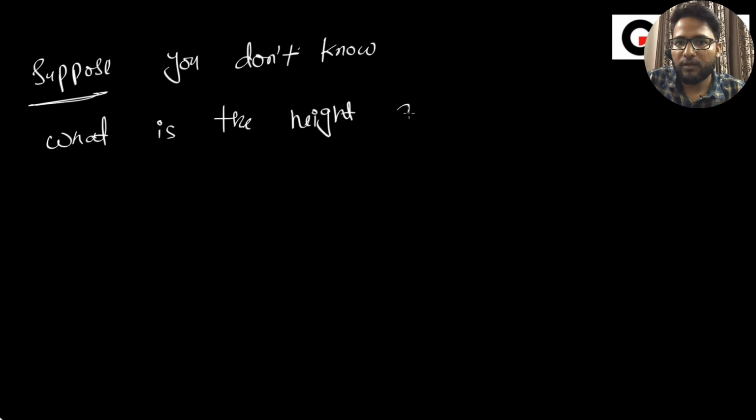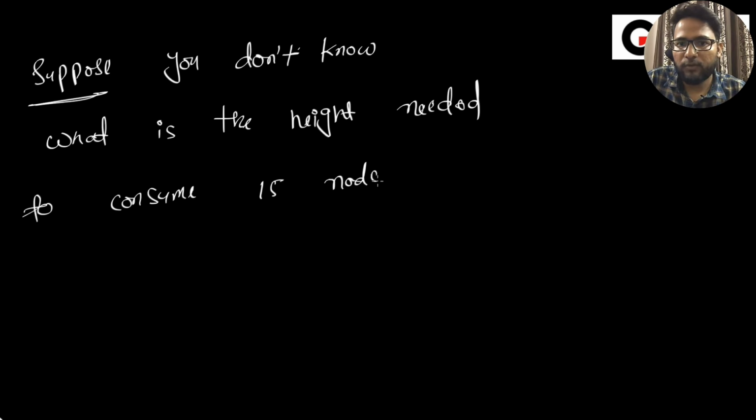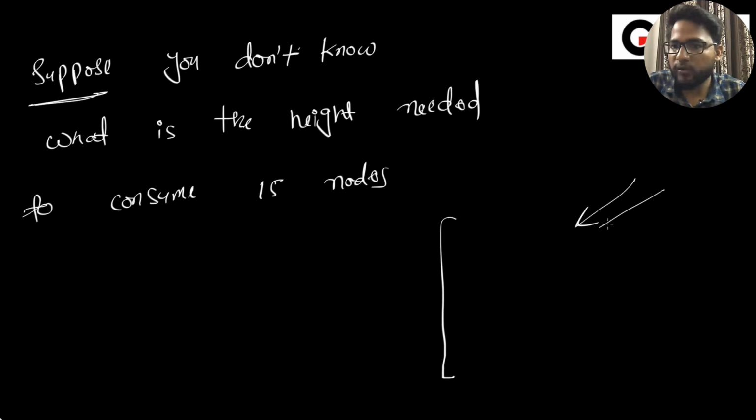Now suppose you don't know the height needed to consume this 15 nodes. Actually you don't know, but let me just write, suppose you don't know. What is the height needed to consume 15 nodes? You want the minimum height. So let's suppose this much height is needed to consume the 15 nodes. What you do is just keep on throwing the nodes here, and let's keep on incrementally adding the height. Let's throw one node here.